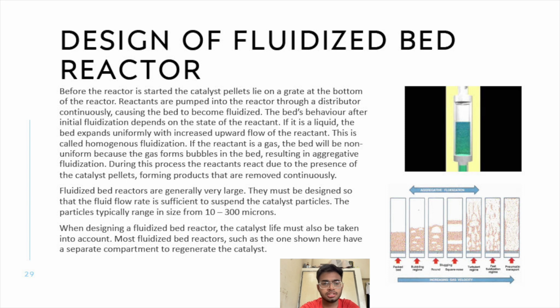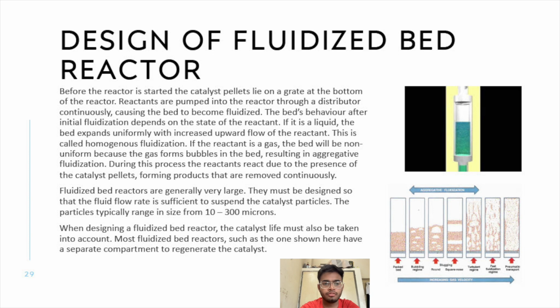Now let us consider the design of a fluidized bed reactor and how it is built and constructed. Before, in this animation, we can clearly summarize how the fluidized bed reactor operates. Before the reactor is started, catalyst pellets lie on the grate at the bottom of the reactor, and as soon as the reactants are pumped into the reactor through a distributor continuously, the bed becomes fluidized.